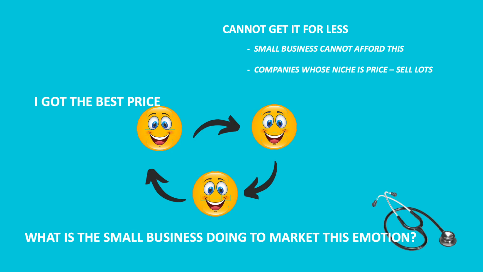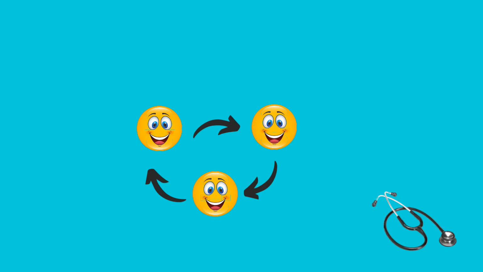Now typically a small business cannot afford to do this. Why is that? Because companies whose niche is price sell lots and lots of volume in order to make money. As you know, Walmart has tremendous sales volume every day to make money at the prices that they sell. So if you're going to start a small business where you're competing on price, you may need a lot of capital in order to help you build it up over the time that it will take to get that message across.